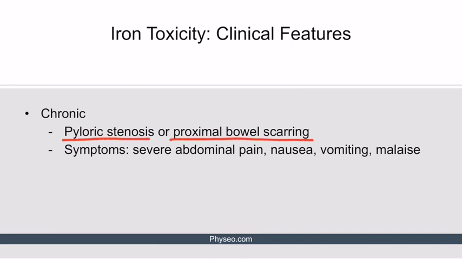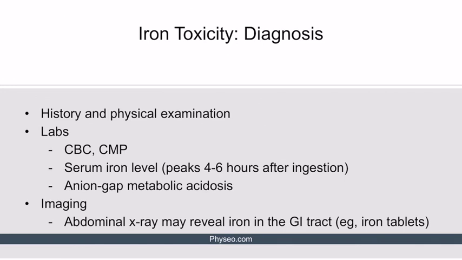This can happen as a consequence of the healing process of the injured GI mucosa, particularly if the original damage was extensive. And the symptoms usually include severe abdominal pain, nausea, vomiting, and general malaise. As with lead, arsenic, and mercury, the diagnosis of acute iron poisoning begins with a careful history and physical, followed by routine labs such as a CBC and CMP.